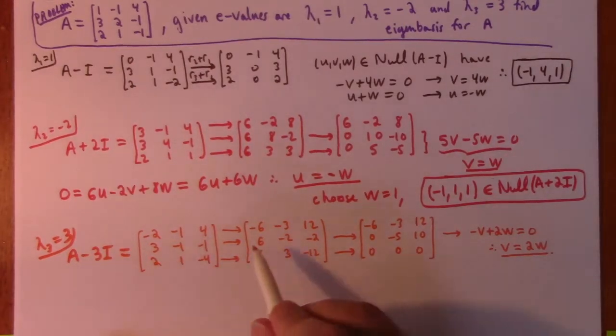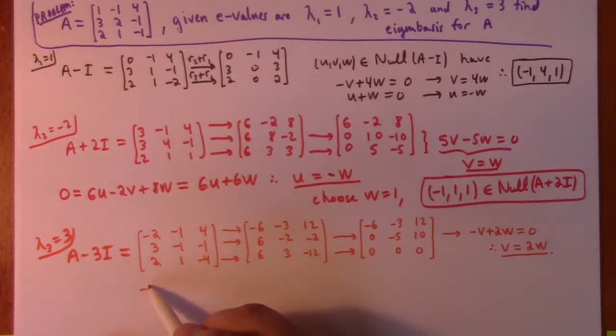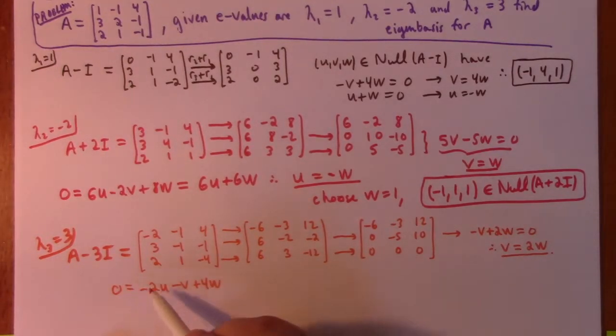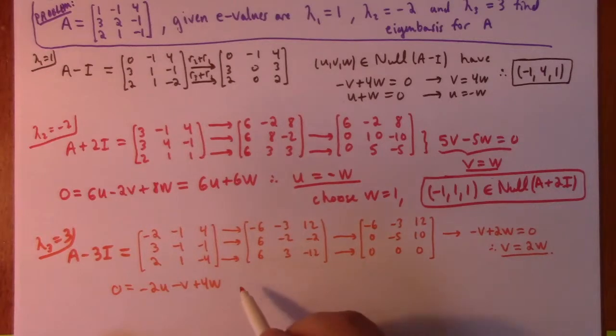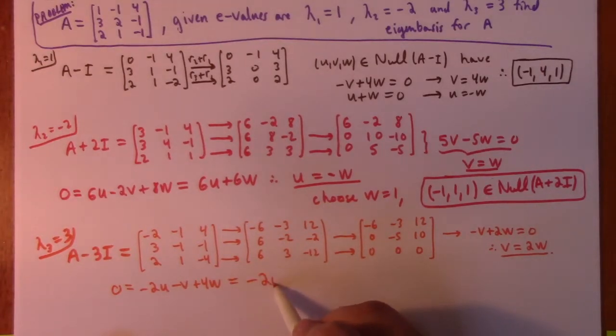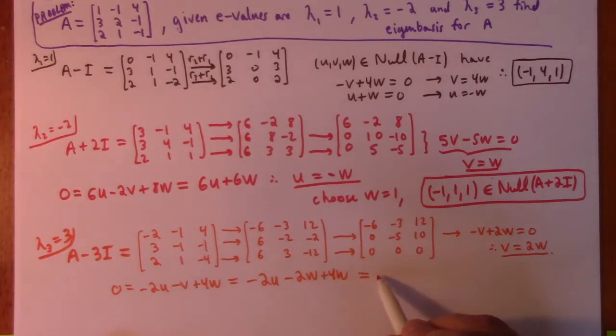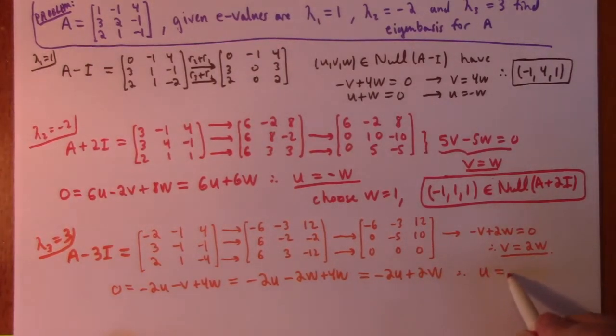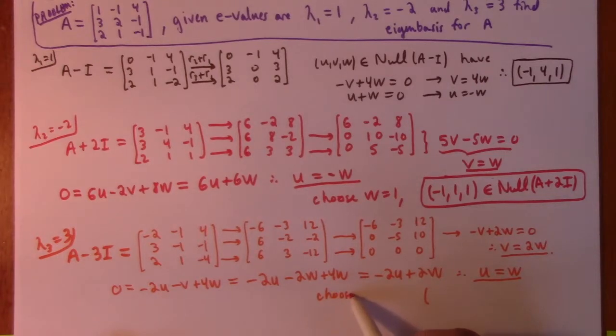So going back, I'm going to go back to that equation. Minus 2u minus v plus 4w equals 0. But we just found out that v was 2w, so this is minus 2u minus 2w plus 4w, which is equal to minus 2u plus 2w. So consequently, we learned that u is equal to w. Aha! So what we find then is that setting, again, just choose w equals 1 because I can.